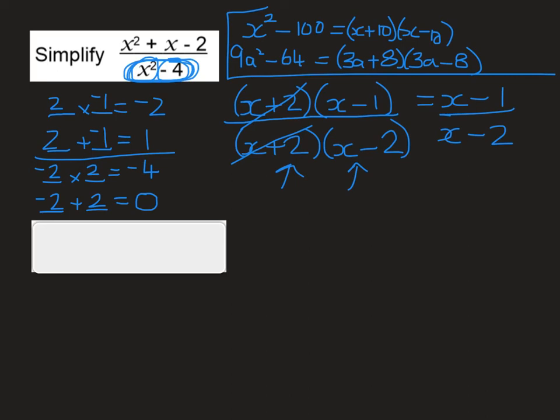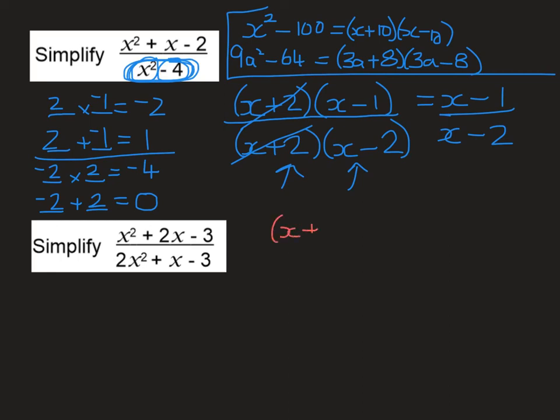Right, another example, slightly more complex, because you see the top shouldn't be too much of an issue. However, the bottom is one of those tougher factorizing things that we have got. So I'm going to do the top. The top factorizes to x plus 3 and x minus 1.